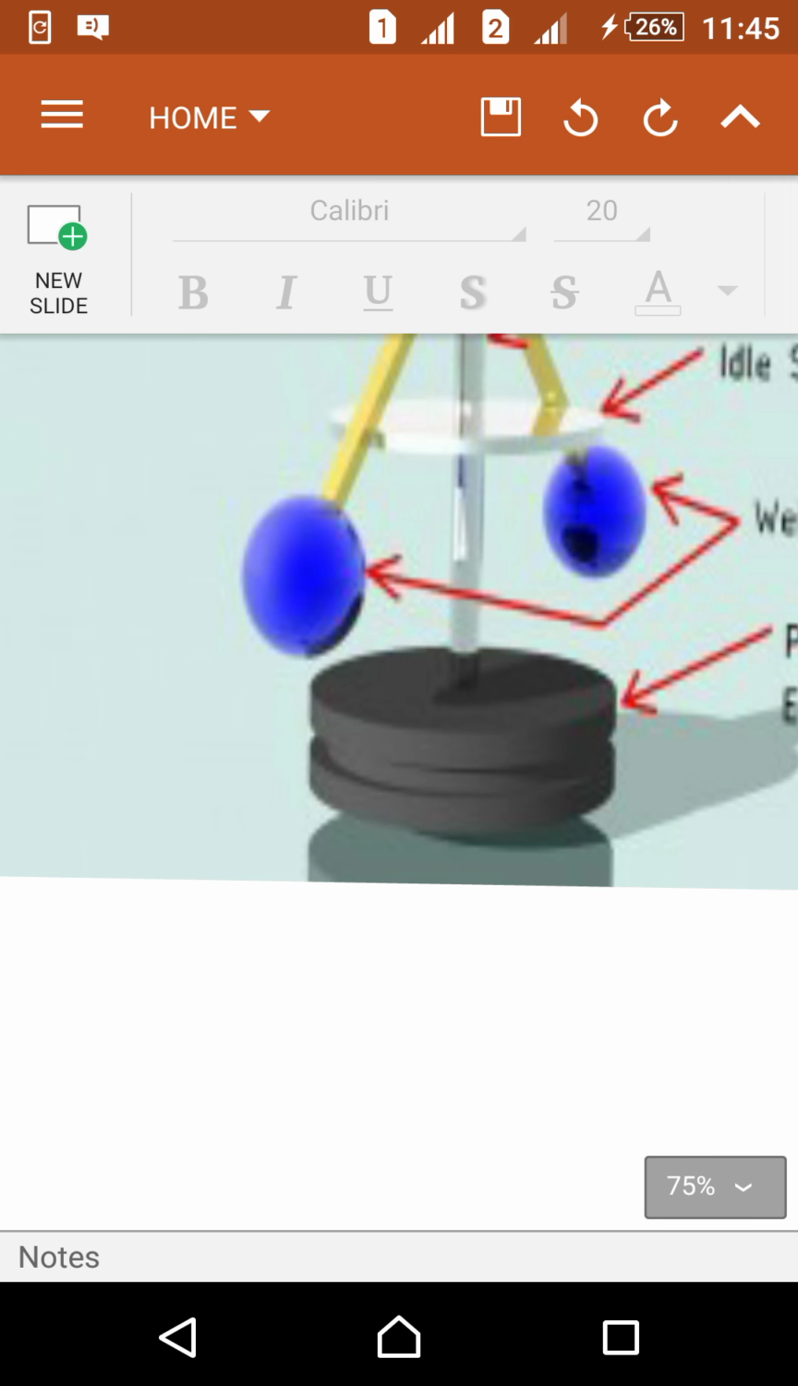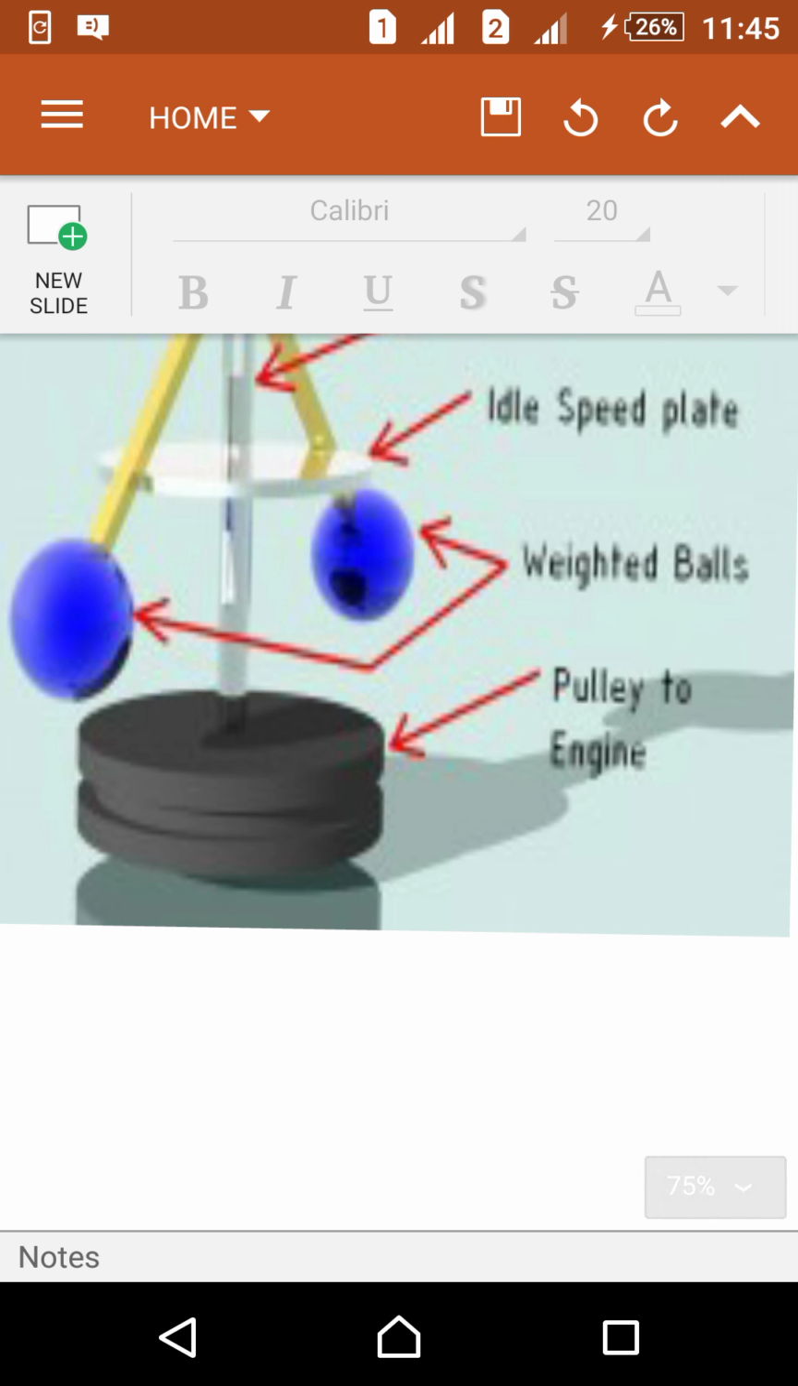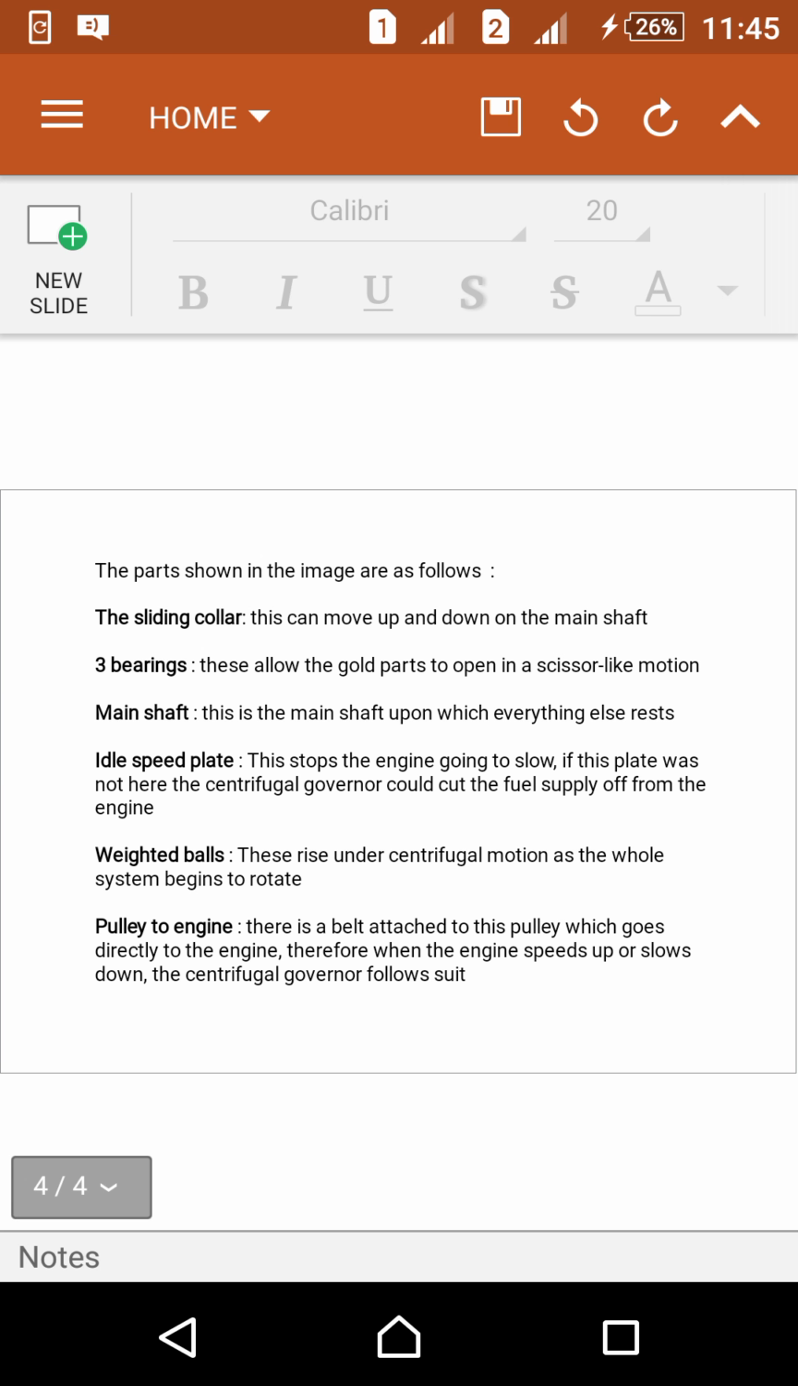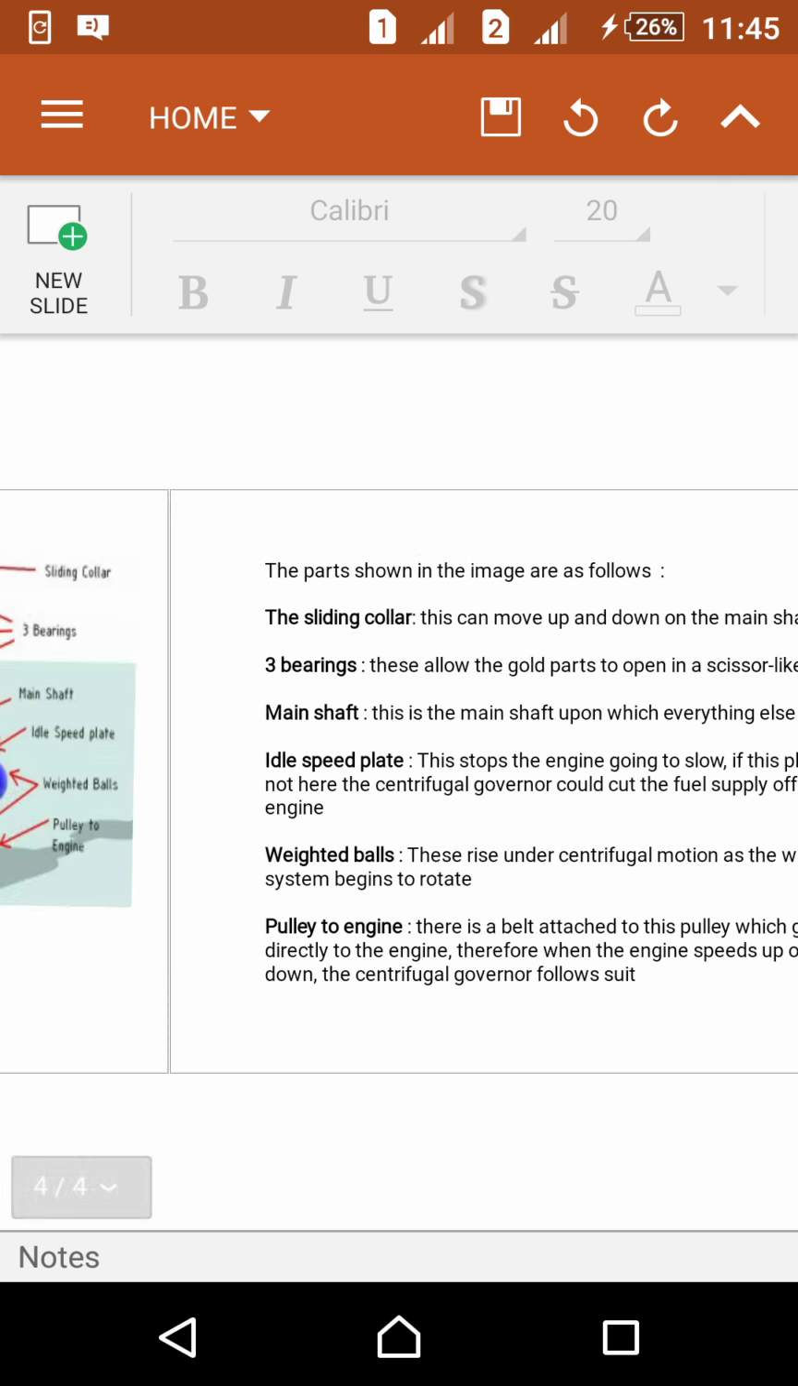This is the pulley to engine. This pulley has a belt connected directly to the engine, which can rotate with the engine when the governor starts or the engine starts. The main function of the pulley to engine is to follow the engine as its speed goes up and down.